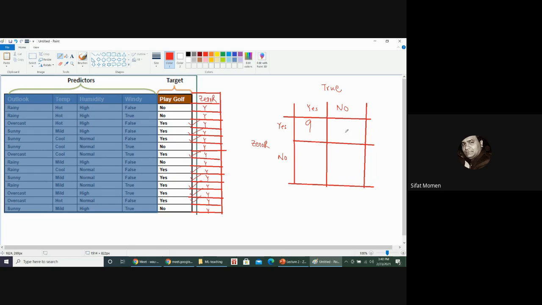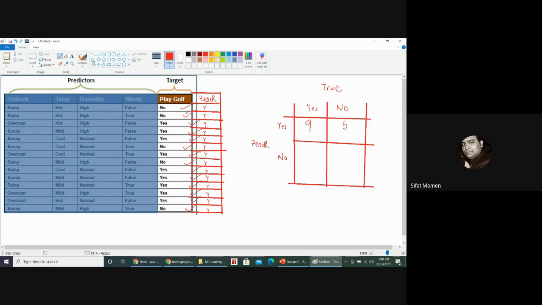What about this one? What does this mean? ZeroR is predicting it to be yes, but actually it is no. So where is no? No, and ZeroR is predicting yes. That's 1. No, yes, that's 1. Then no, yes, that's 3. No, yes, that's 4th. And no, yes, that's 5th. So that's 5 of them. Correct? Yes? Yes, sir.